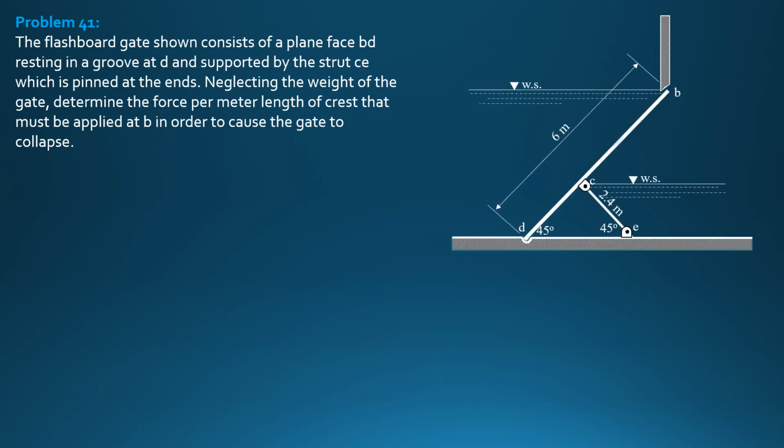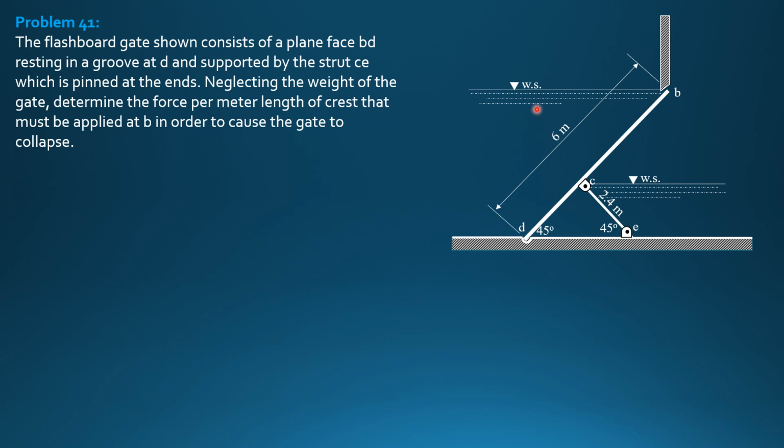So here is the given figure. We have the upstream water surface at level at B and the downstream water surface at level C. For the upstream side face, the height of the gate that is in contact with the water is 6 meters. Since the question is force per meter length of crest that must be applied at B, we must consider 1 meter width perpendicular to the screen.